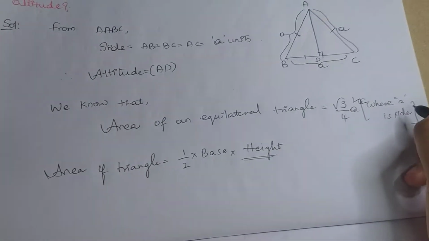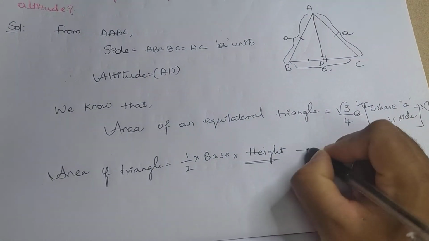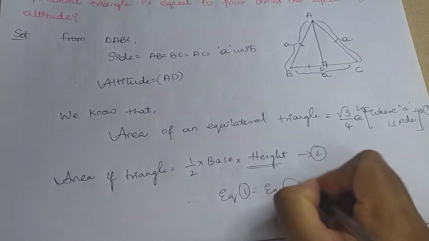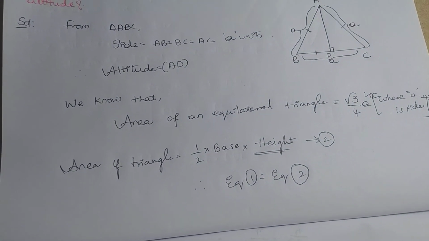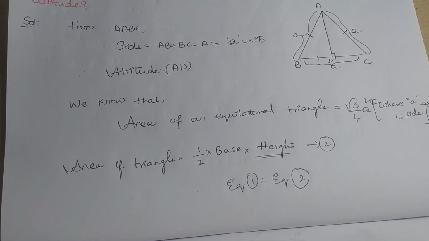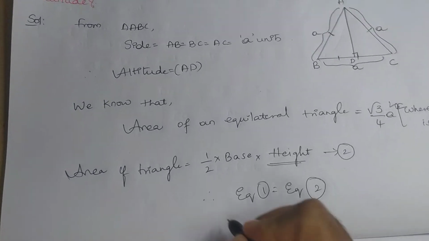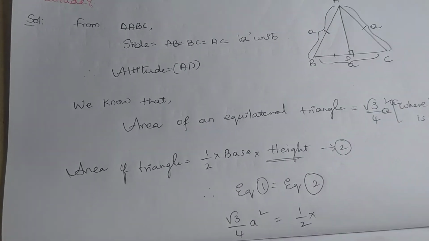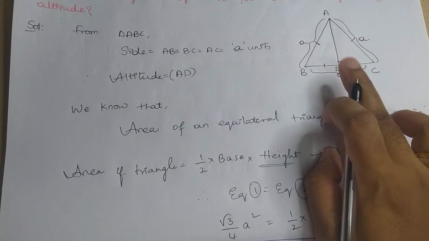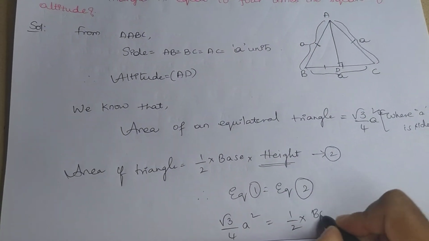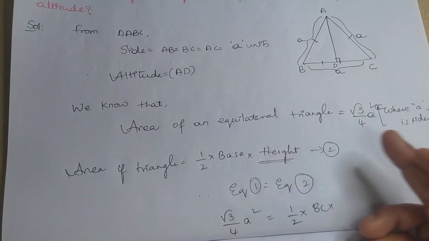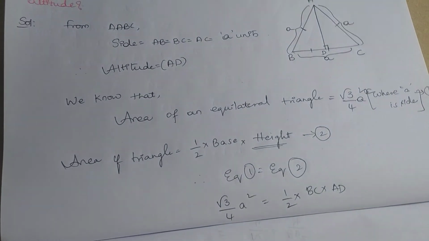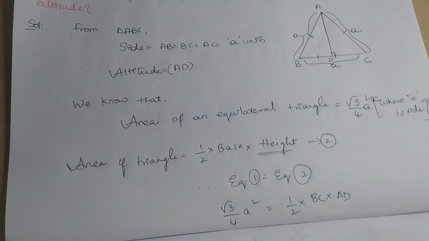So what will I do? You just put it as equation 1 and this as equation 2. Therefore, equation 1 equals equation 2, since the solution for area of the triangle remains the same irrespective of the formula whatever you apply. So now let us equate it. Root 3 by 4 a square equals 1 by 2 into, what is the base for the triangle we have taken here? It's BC. 1 by 2 into BC into, what is height? Height is nothing but altitude. So it's AD. Altitude, perpendicular bisector, height, everything is same.